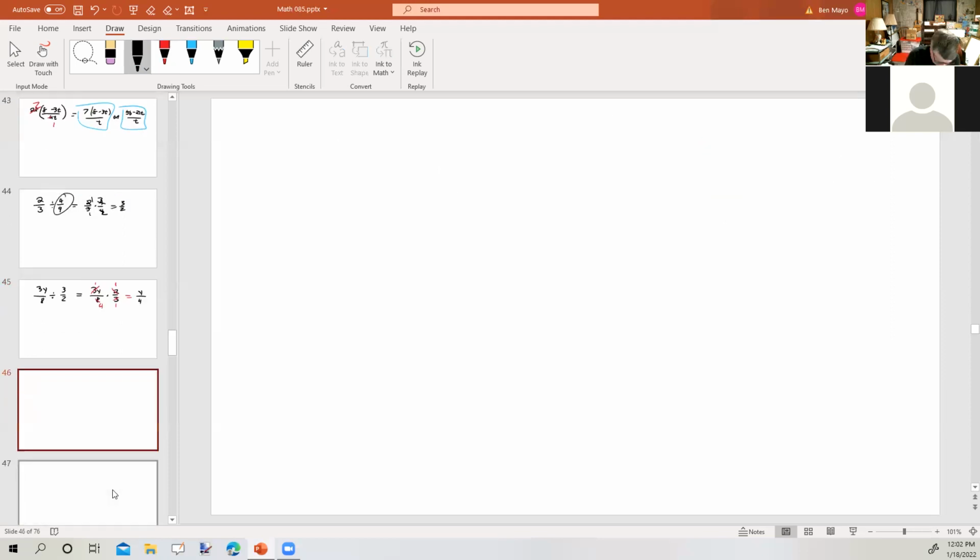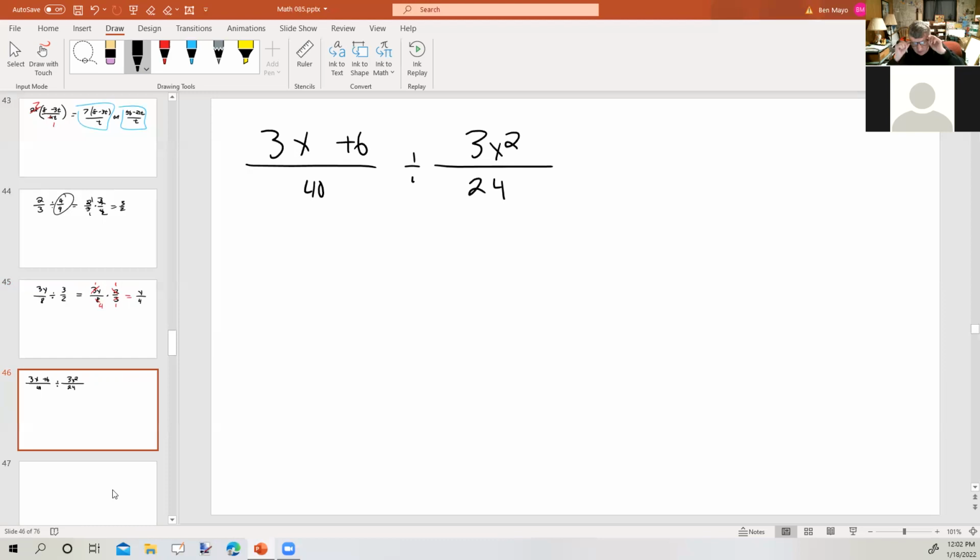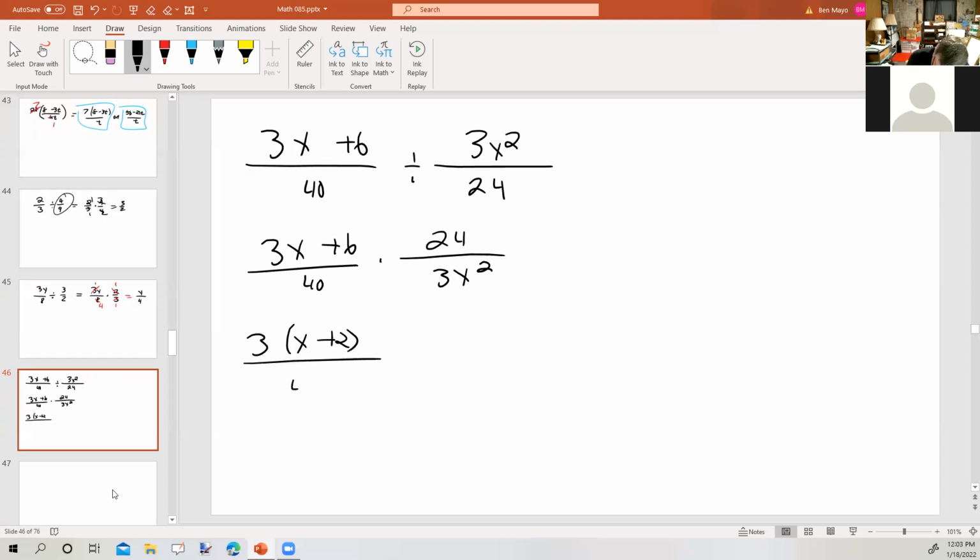How about this situation? 3x plus 6 over 40 divided by 3x squared over 24. That's the same thing as 3x plus 6 over 40 times 24 over 3x squared. Dividing by a fraction is like multiplying by its reciprocal, or its refliprocal, as I like to call it. Now we can go back and we'll factor out a 3. And let's see here. Oh, the 3's here and here would reduce down. I can take an 8 out of there and an 8 out of there. And I think that's it.